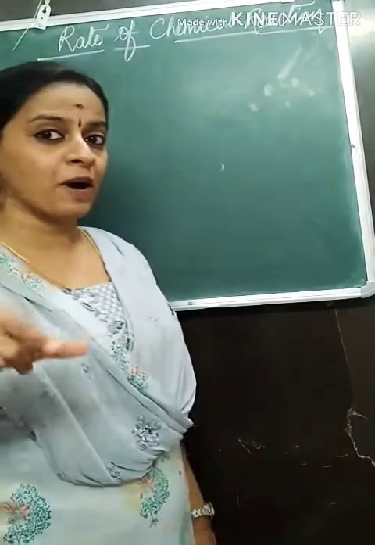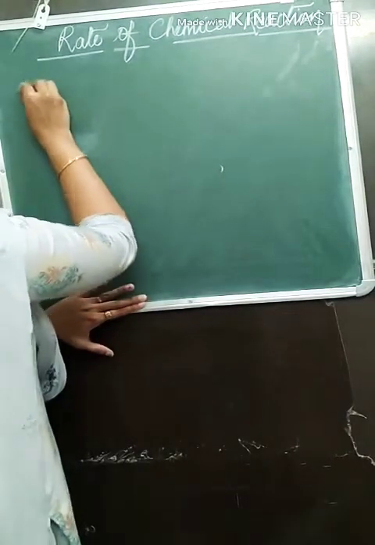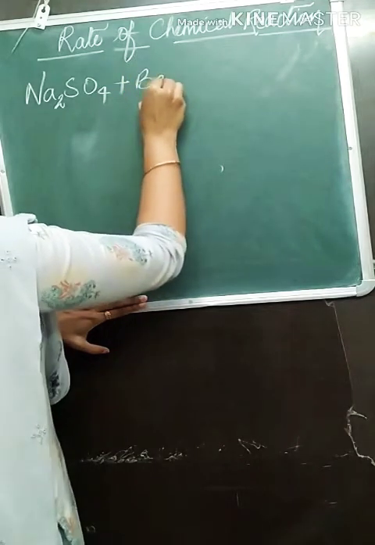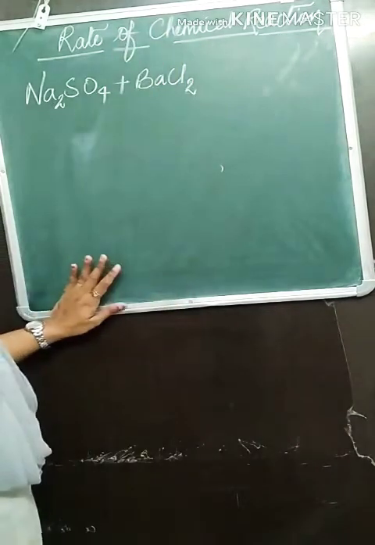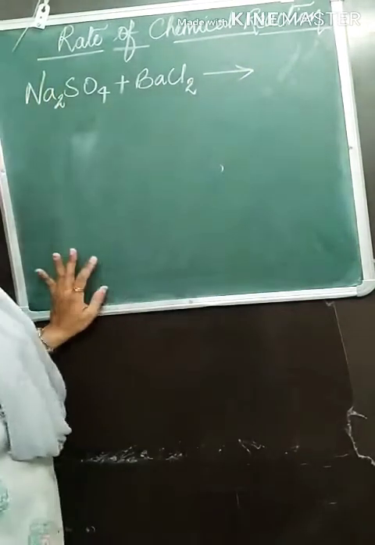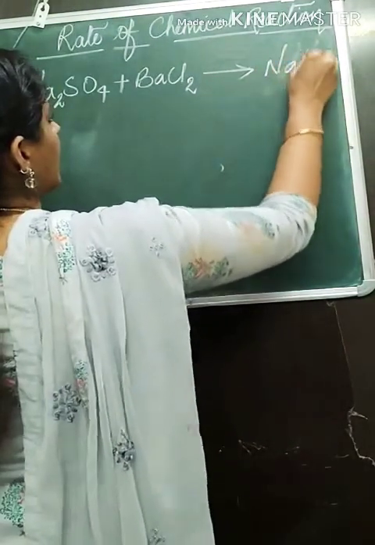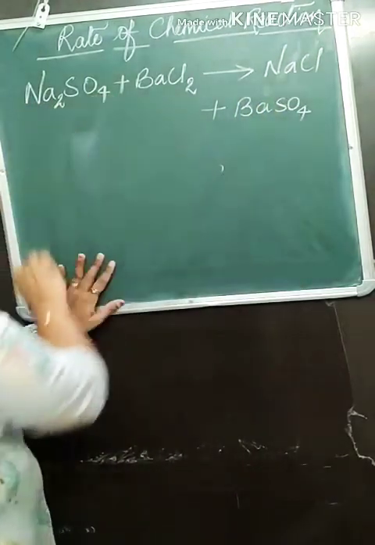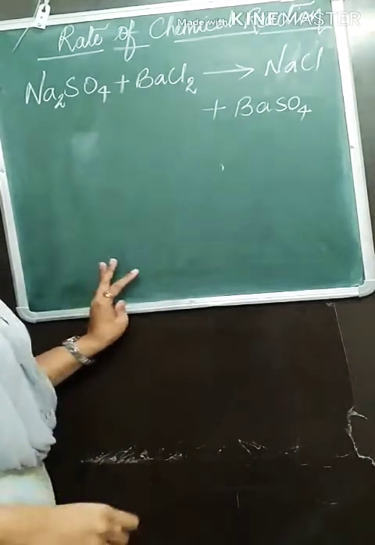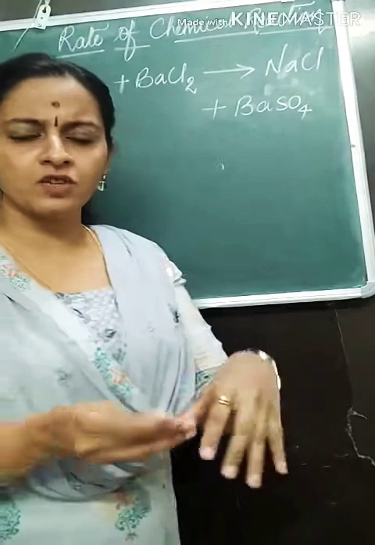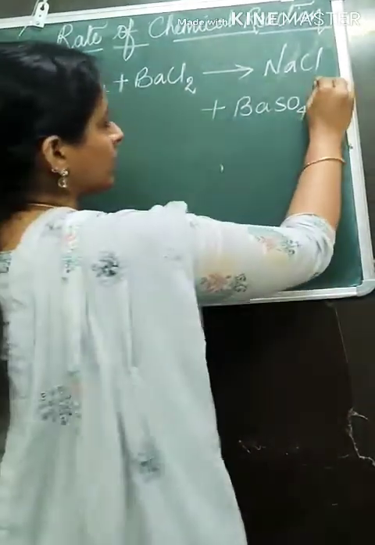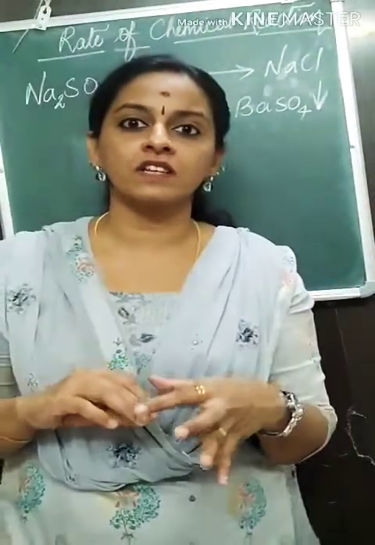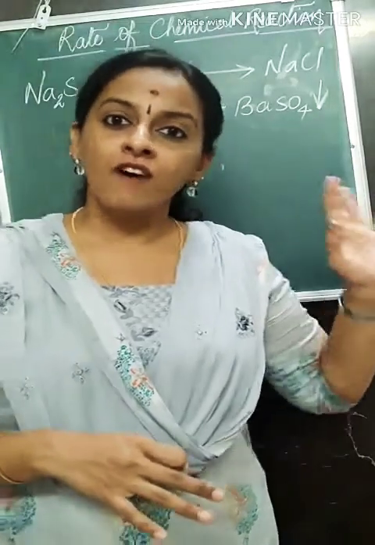Now you have to tell in your mind which type of reaction this is. The reaction between sodium sulfate, Na2SO4, plus barium chloride gives NaCl plus barium sulfate. As soon as you add sodium sulfate to barium chloride, in fractions of seconds you will see that a white precipitate is formed, that is of barium sulfate, and NaCl. So this reaction takes place at a faster rate. So this is a fast reaction.